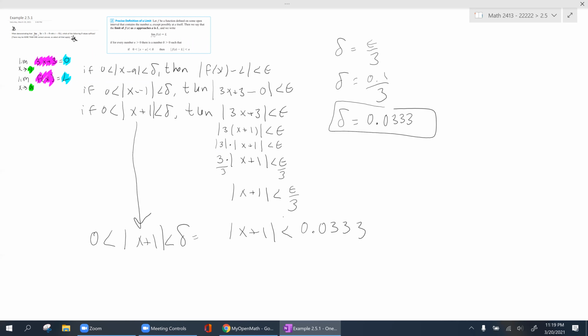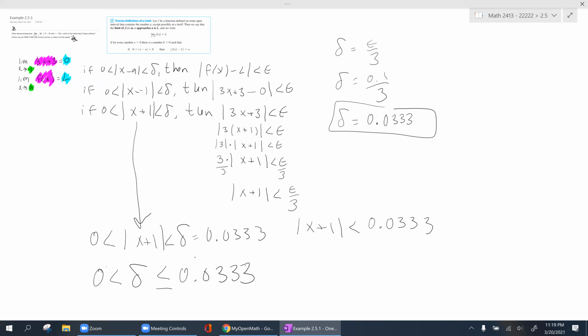Your delta was 0.0333. So it is then safe to say, because delta is greater than this, and this is greater than 0, you can say that 0 is less than delta is less than or equal to this value. So that is true as long as your deltas exist there.